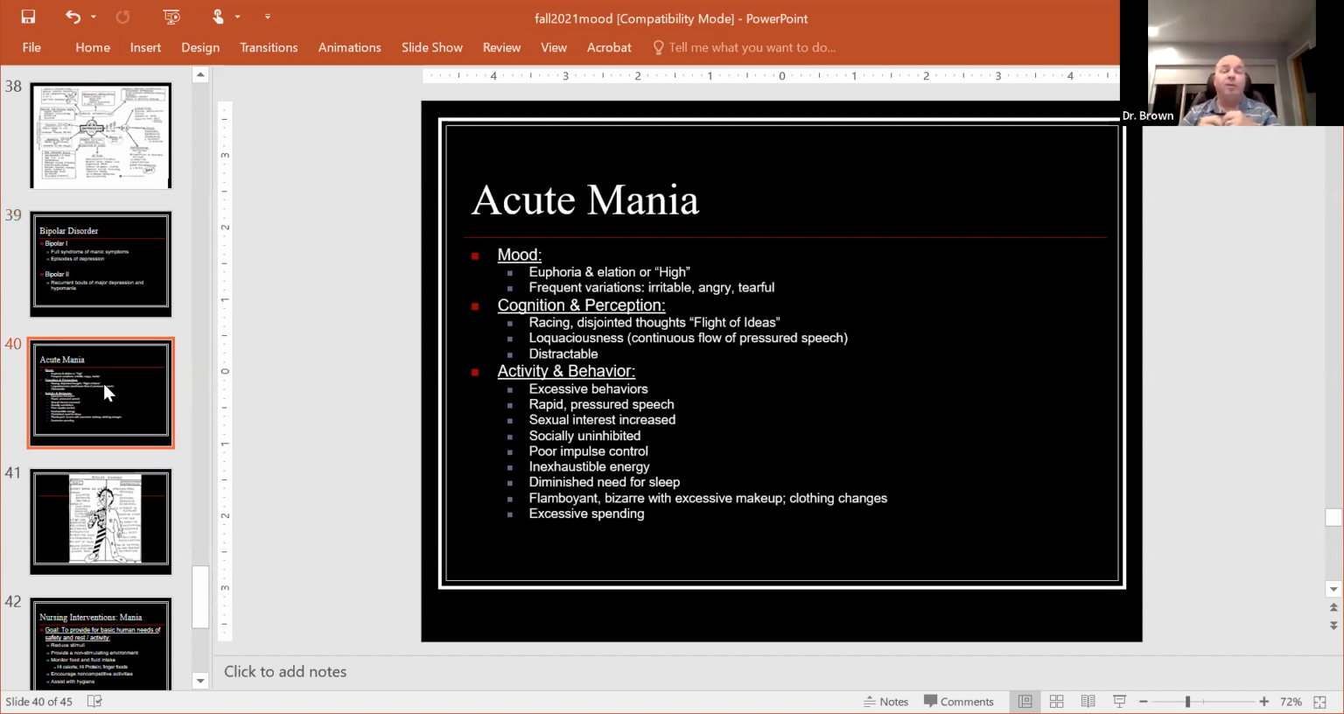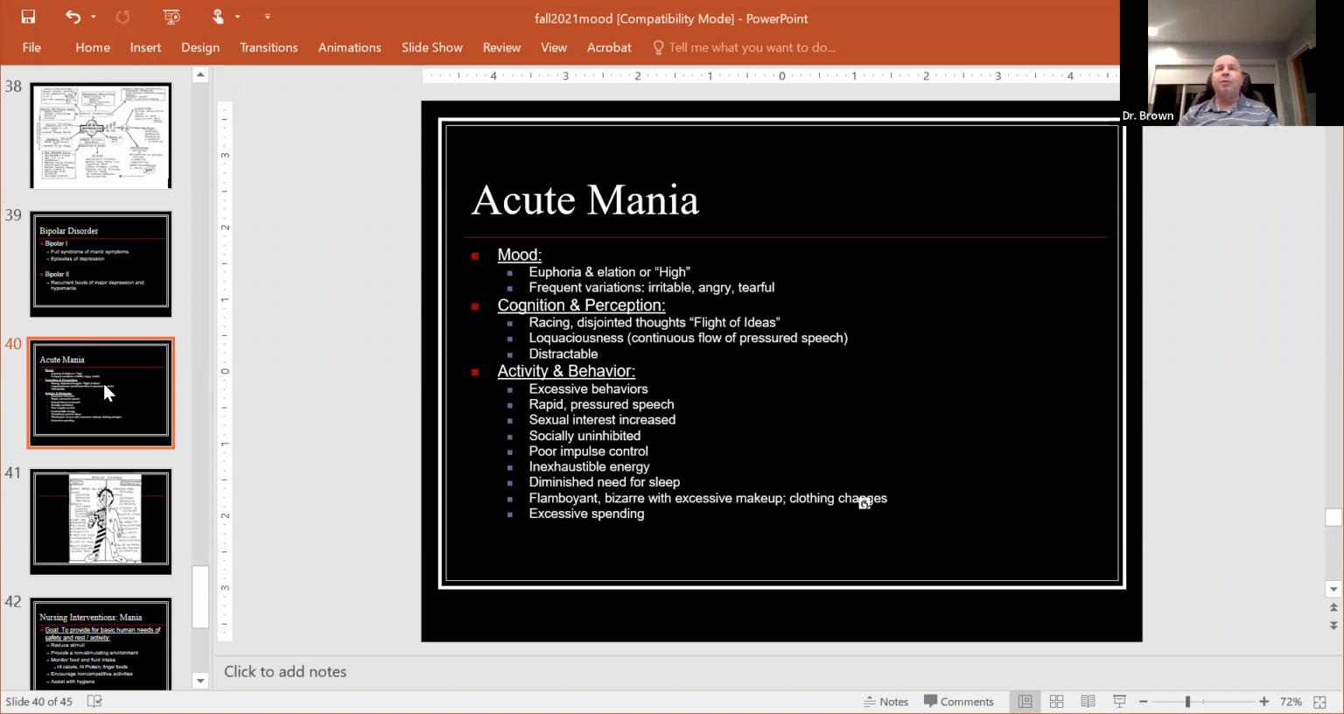So when somebody's acutely manic, and we've had a few on the unit, even since you've been there, their mood is very high. They're irritable, angry, and a lot of times they're labile, where they'll be calm right now, but then they'll be really excited later.